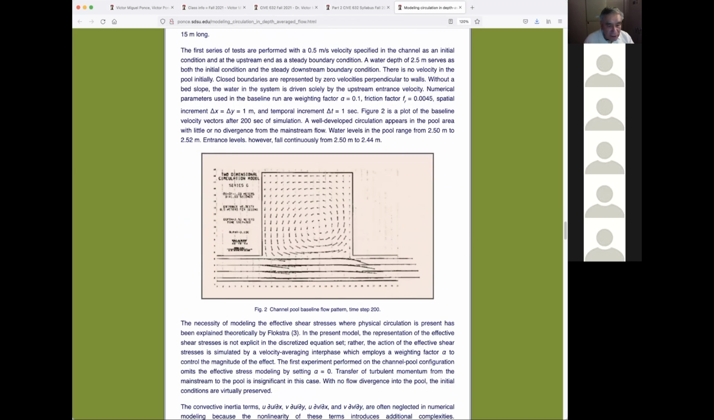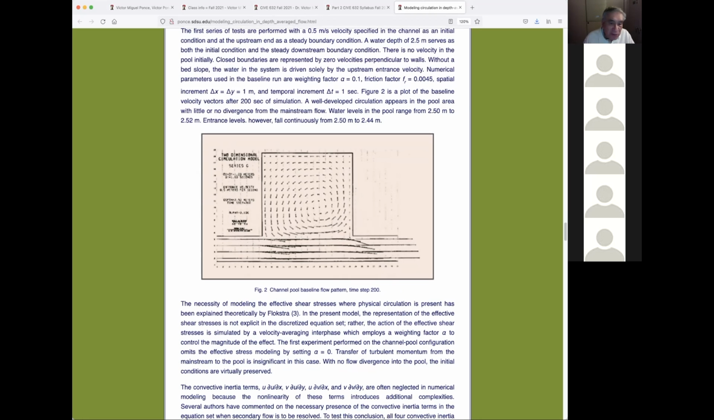Okay, so the results. This is the channel pool baseline flow pattern. So you can see now the baseline. We finally got the thing to circulate. That was our objective. We had to show the circulation. Otherwise, Simons was going to say, I don't like this. We finally ended up doing both, the convection and the circulation. But we needed to discern when the model was going to convect and when it was going to circulate. Otherwise, we didn't know the essence of circulation, right? So we put this baseline together and it worked reasonably well.